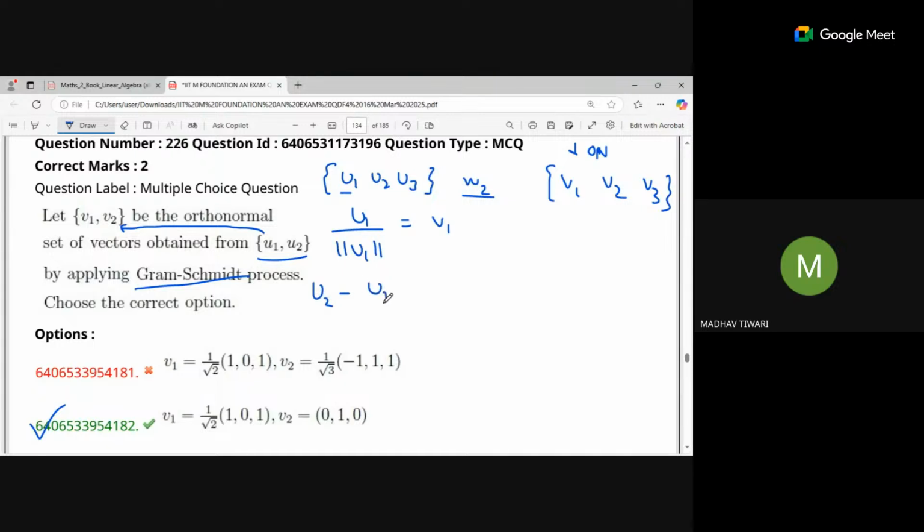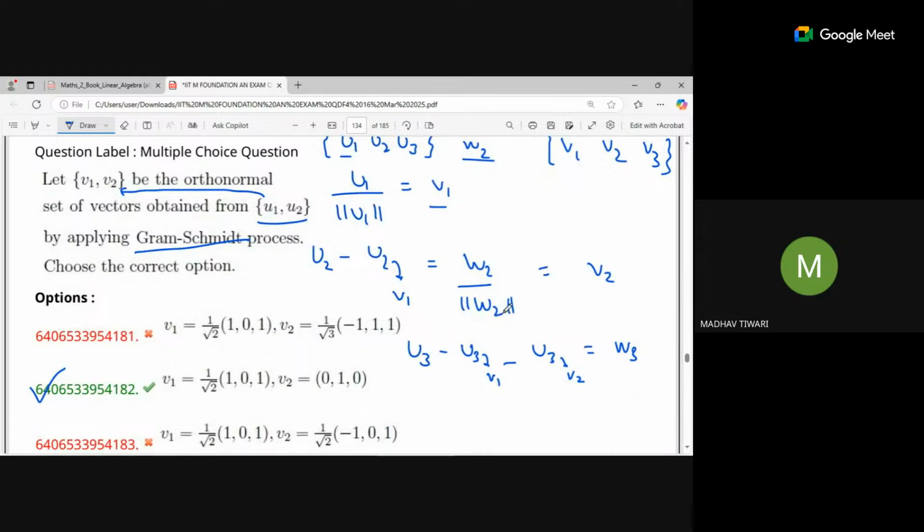So u2 minus u2's projection on v1, you will get w2. V1 we found out. So we got this w2, now divide it by its norm and you will get your v2. Now if you want to find v3, you have to subtract u3's projection on v1, then subtract u3's projection on v2, and whatever you got is w3. The next step is the same: divide it by its norm, so it will be v3.